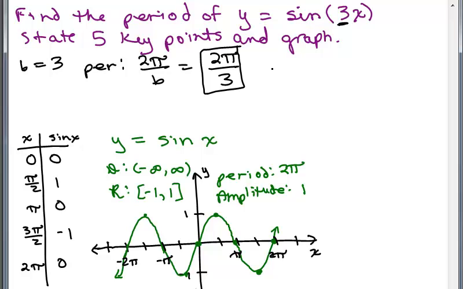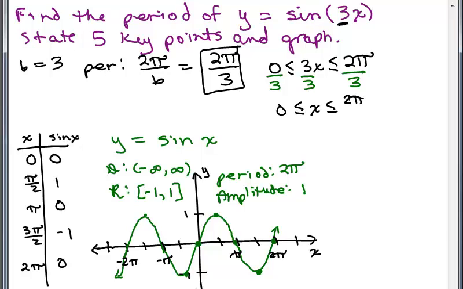The other way to do it is you know that you can just put 3x in between 0 and 2 pi because 2 pi is the usual period for y equals sine x. And then if you divide everything by 3, you've solved for x. And so that tells you that you have a period between 0 and 2 pi over 3. So again, you'll get a period of exactly 2 pi over 3.